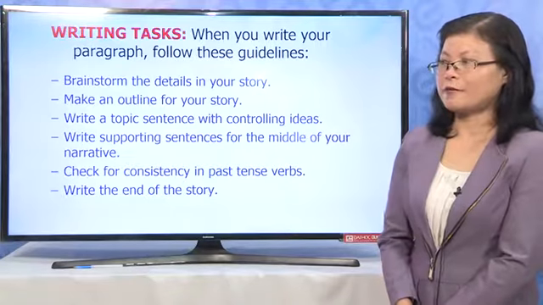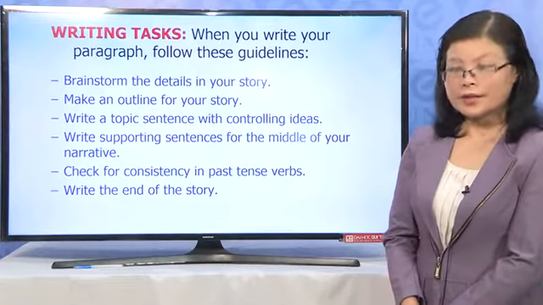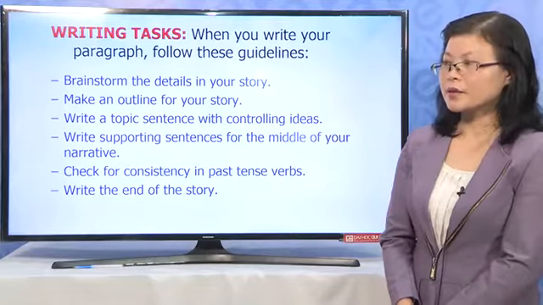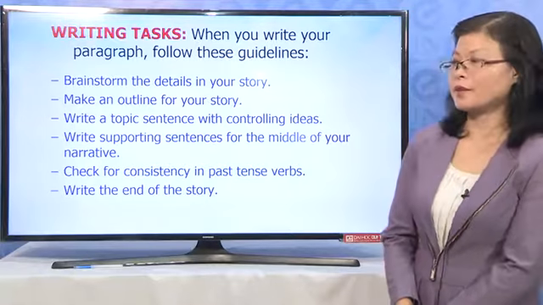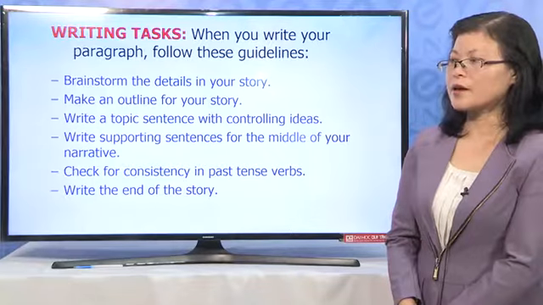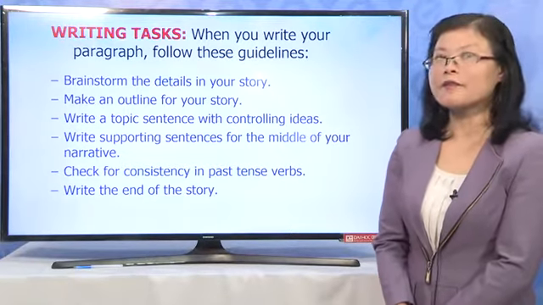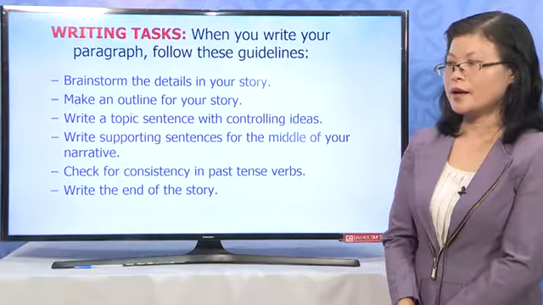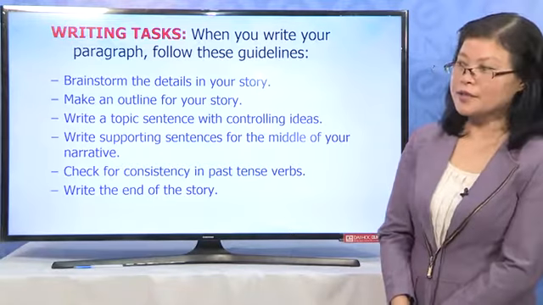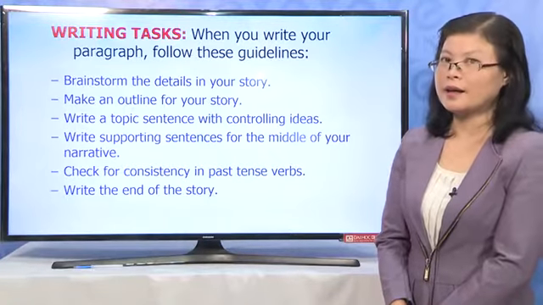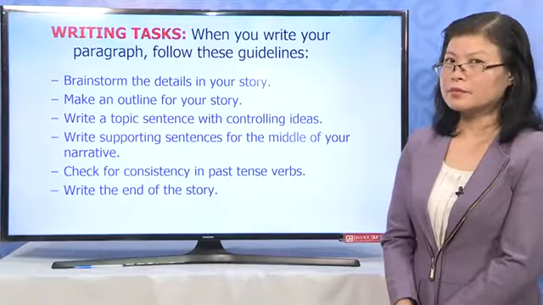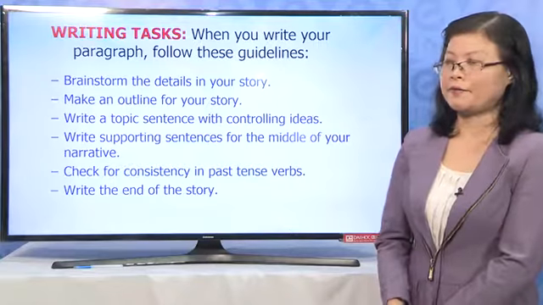Then make an outline for your story. Write a topic sentence with controlling ideas. Write a supporting sentence for the middle of your narrative or your story. Check for consistencies in past tense verbs. Okay? And write the end of the story. And if you follow this guideline correctly, I think you can produce a good narrative paragraph.